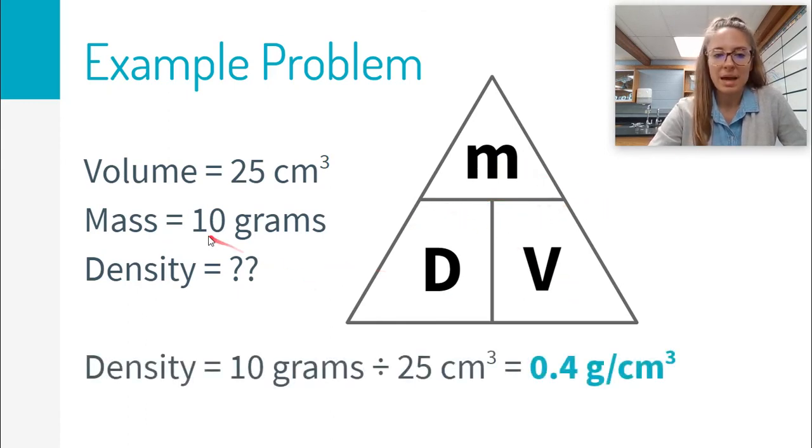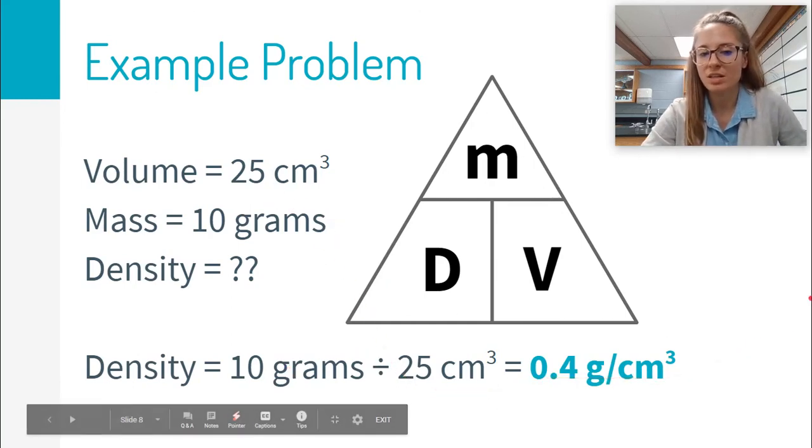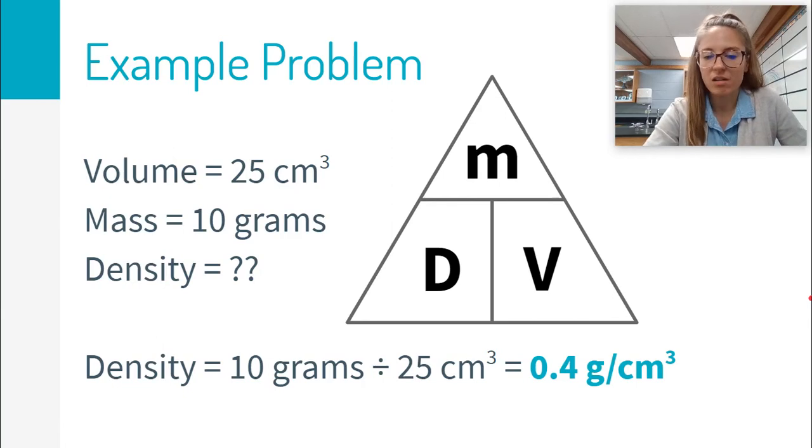So when we do mass of 10 grams divided by our volume of 25 cubic centimeters, we would get a density of 0.4 grams per cubic centimeter. And that's density.